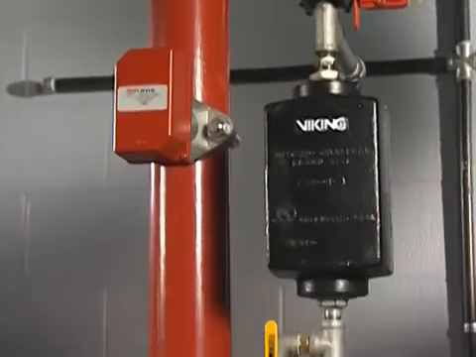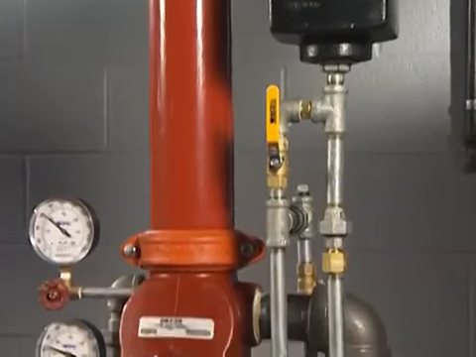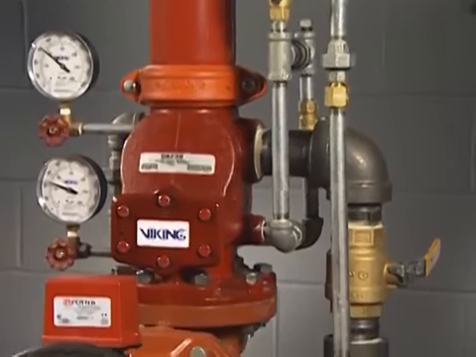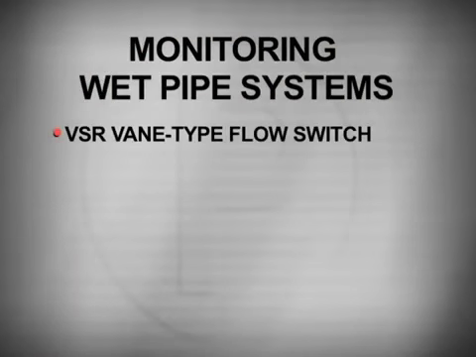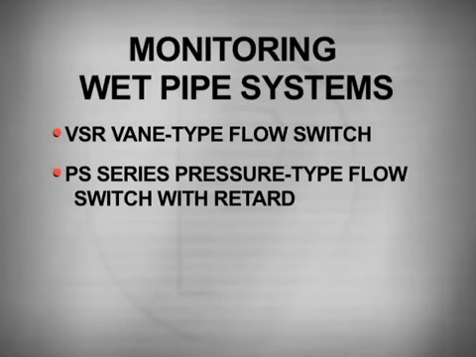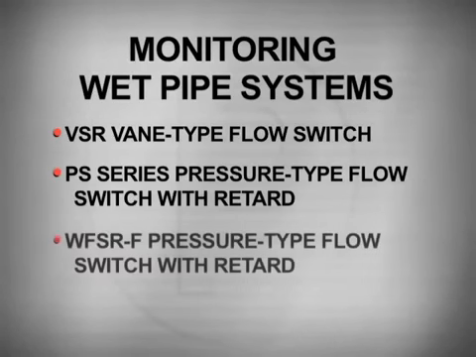Wet pipe sprinkler systems are the most common and dependable systems used in heated buildings and are monitored in one of three ways: using a Potter VSR vane-type water flow switch, using a Potter PS Series pressure-type flow switch along with a retard chamber, or using a Potter WFSR-F pressure-type flow switch with retard. The type of wet pipe sprinkler monitoring product that is installed may be mandated by local code, or it could be a matter of choice.